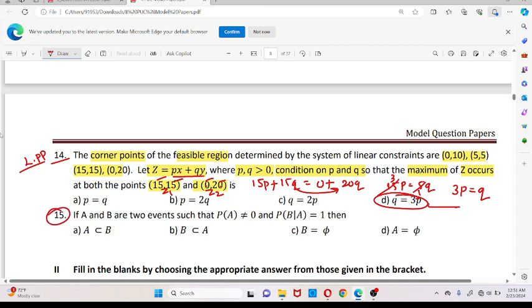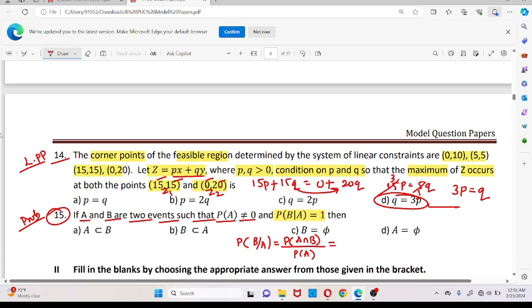So let me go for the 15th one from the chapter probability. That most of the time ಅವನು ಏನ್ ಮಾಡ್ತಾನೆ, conditional probability ಮೇಲೆ ಕೇಳ್ತಾನೆ. Let me check it. If a and b are the two events such that p of a is not equal to 0 and p of b bar a, p of b bar a ಏನಿದೆ ಅಂದ್ರೆ 1 ಅಂತ ಇದೆ, then which of the following condition holds ಅಂತ ಇದೆ. Let me go to the formula. This is p of b bar a. I know that the formula it is p of a intersection b divided by p of a, right?